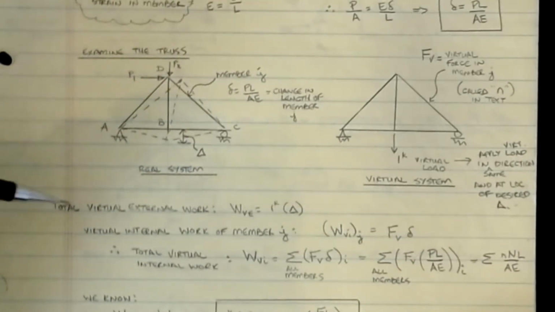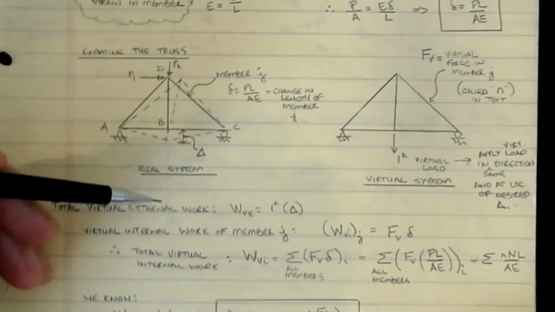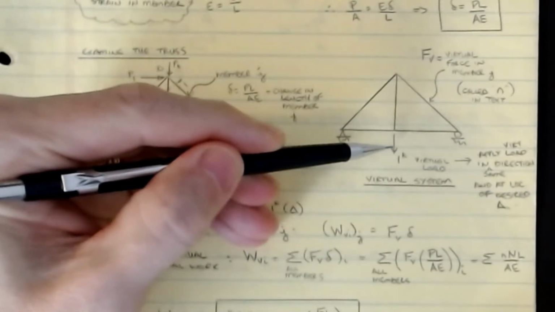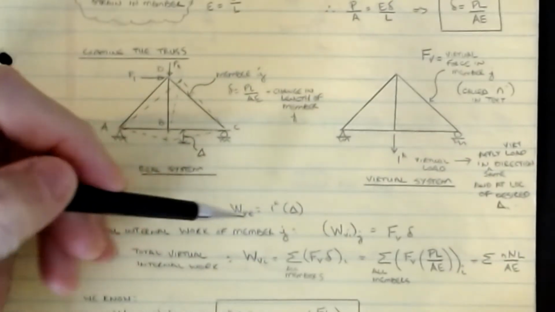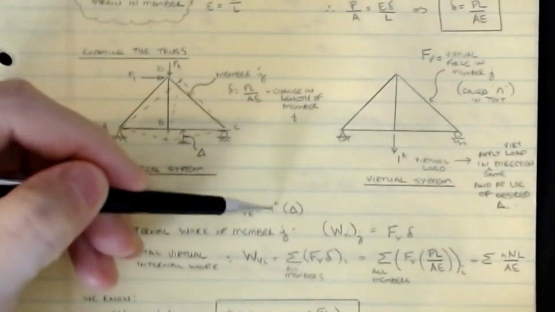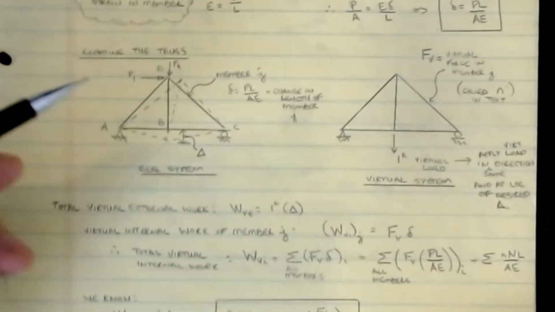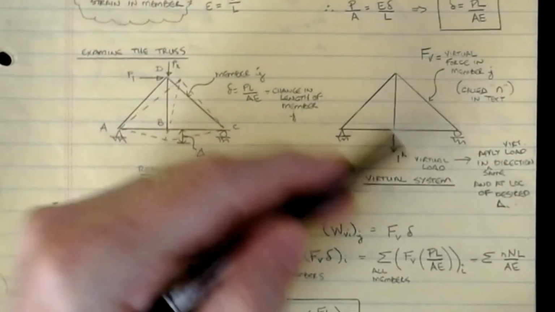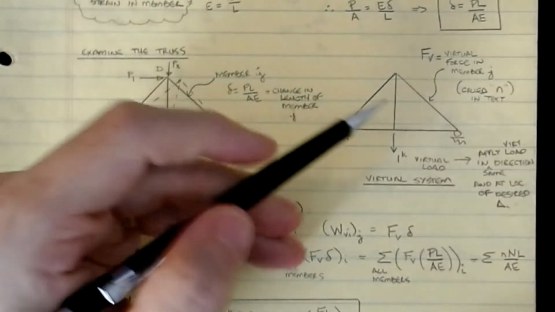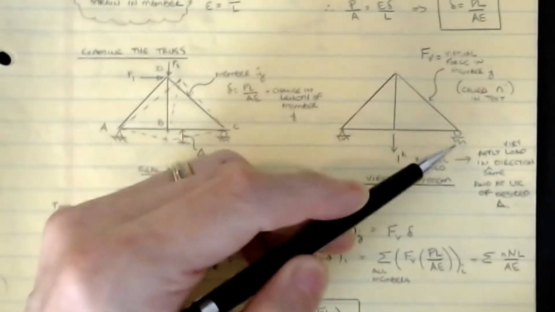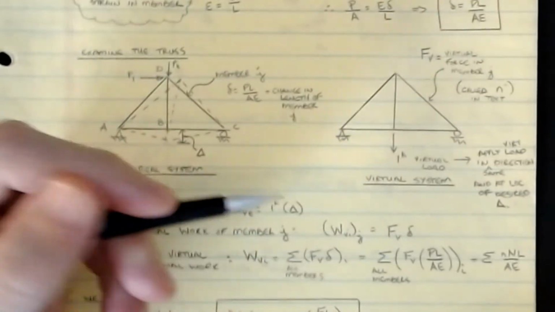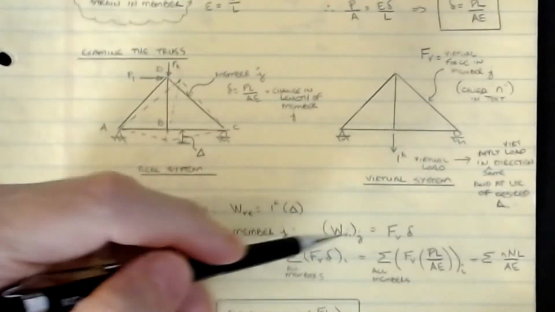Okay, so my work energy calculations are that if we look at the virtual external work that's done by the 1 kip load, then we know that this point is going to move down vertically some amount delta, which happens to be the delta that I'm looking at. So the virtual external work on this system is 1 kip times that delta amount. The virtual internal work energy of member J, for each member, is simply the force in that member multiplied by the elongation of that member. So that's F_V times delta. And you do that for each member in the system, so there will be a sum of this.